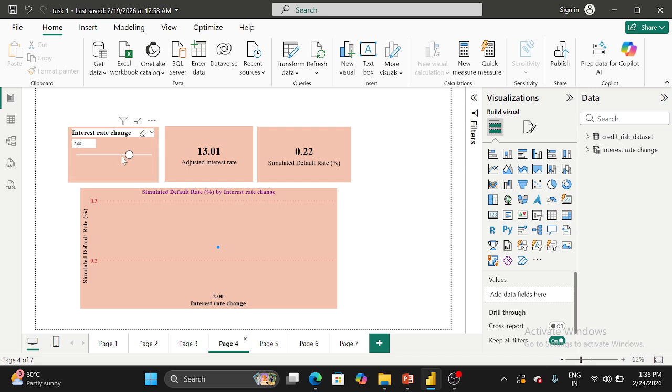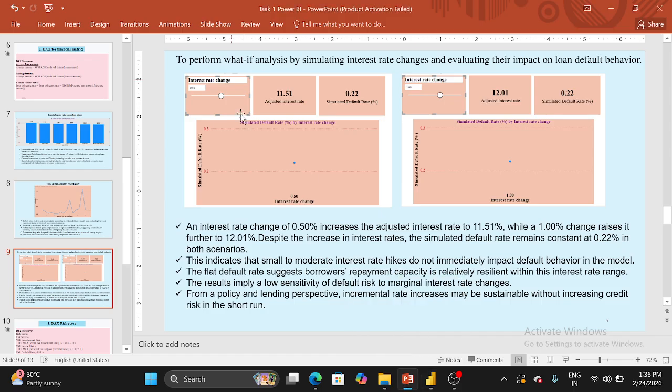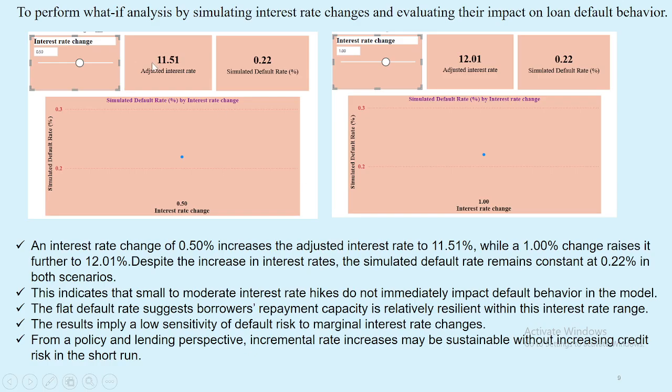Here, if the interest rate changes from 1 to 2, accordingly the adjusted interest rate changes and the simulated default rate changes. Here you can see, this is exactly what what-if analysis will do. If the loan interest rate changes from 0.5% to 1%, the adjusted interest rate changes from 11.51 to 12.01, but the simulated default rate remains the same across both interest rates.